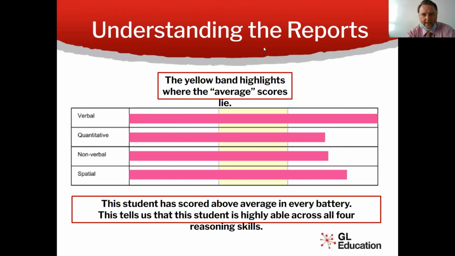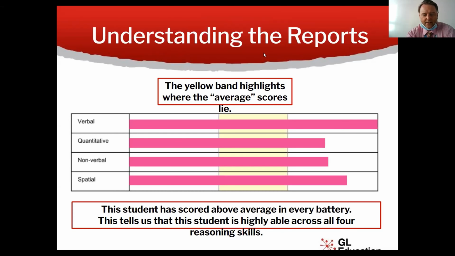Here, in this band, this is to help you understand the reports. So, the yellow band highlights where the average score lies. Here, this is an incredibly high attaining student. This student has scored above average in every battery. This tells us that this student is highly able across all 4 reasoning skills: verbal, quantitative, non-verbal, and spatial.